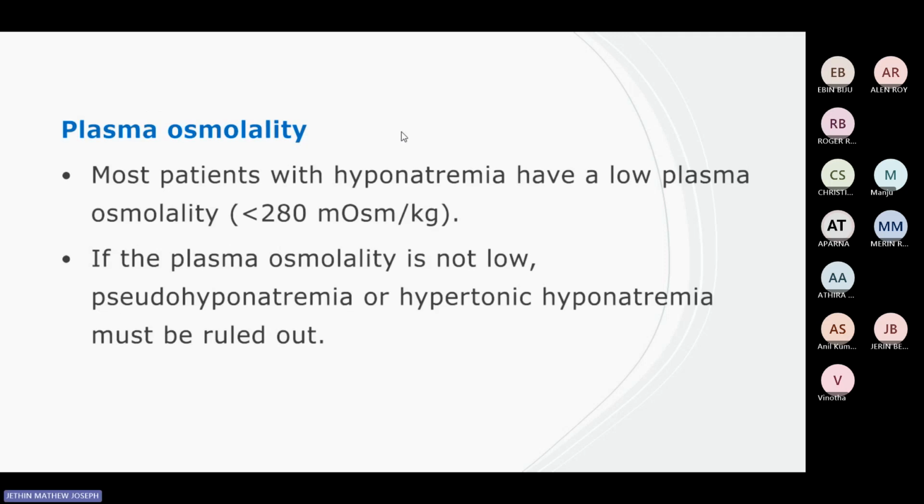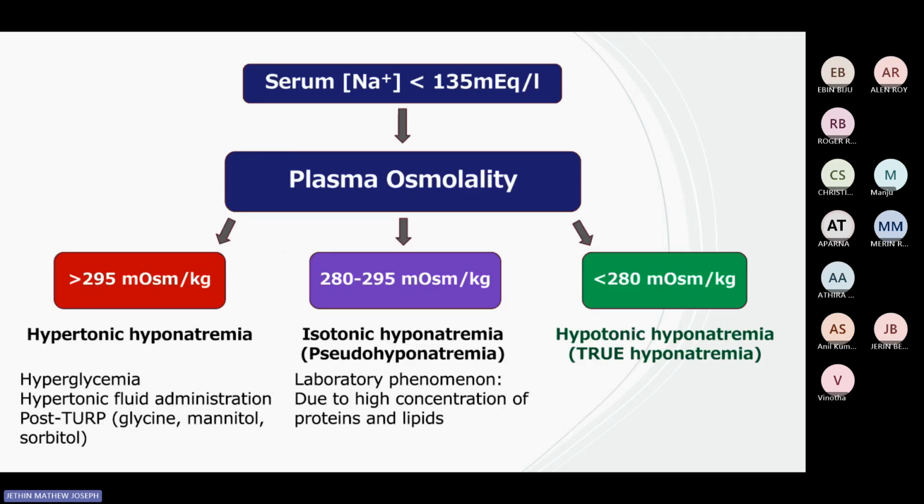So most patients with hyponatremia have a low plasma osmolality. So what if the plasma osmolality is not low? So normally, if the patient has hyponatremia, solute content is less, right? So the patient should be having hypoosmolality, but there are conditions where the osmolality will be high or normal also. So we'll have a look into that. So say serum sodium, as we found out, is less than 135. Next step is to measure plasma osmolality.